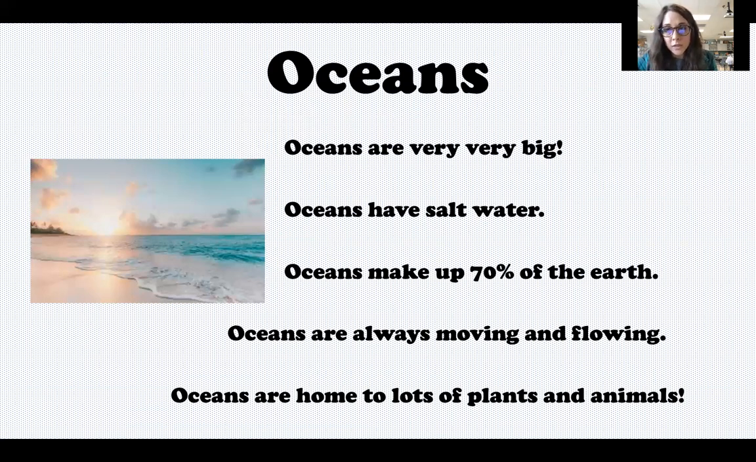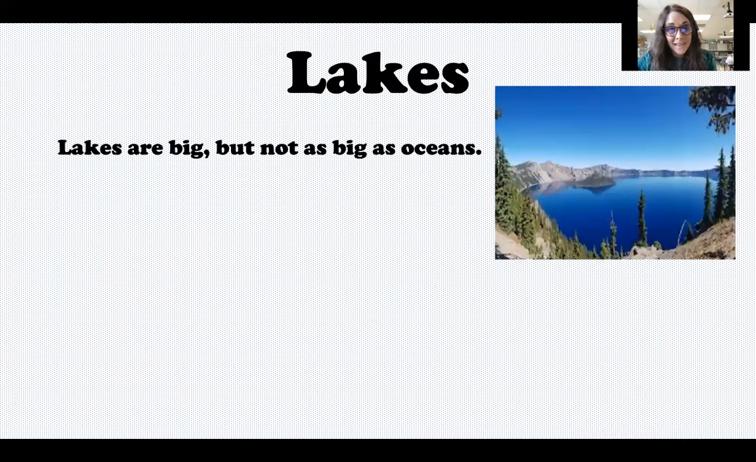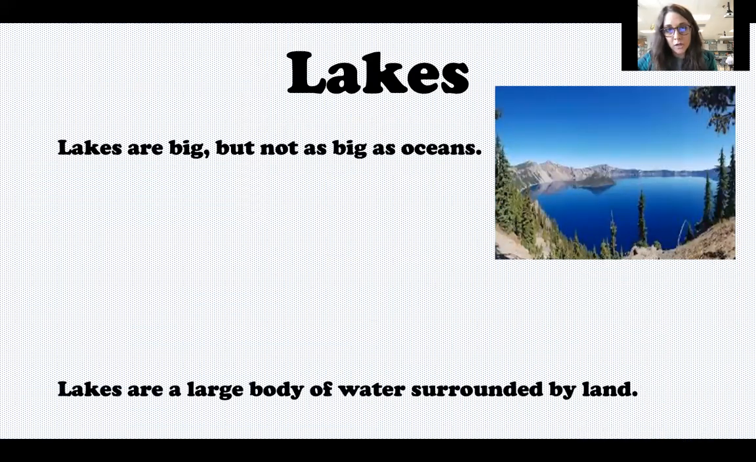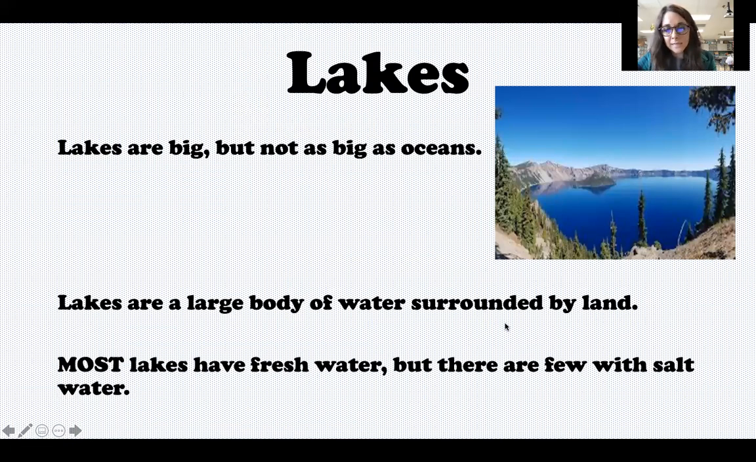So, oceans. Let's talk about our next natural source, which are lakes. Lakes are big, but not as big as oceans. Lakes are large bodies of water surrounded by land. If you look at my picture right here, you see all the water, and on all sides of it, surrounding it, is land, mountains and things like that. And most lakes have fresh water.